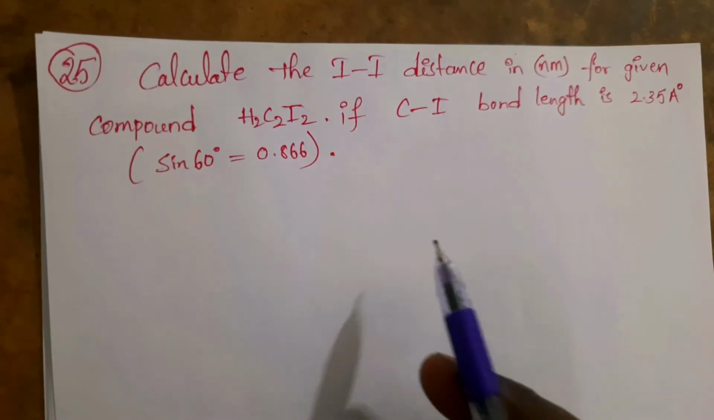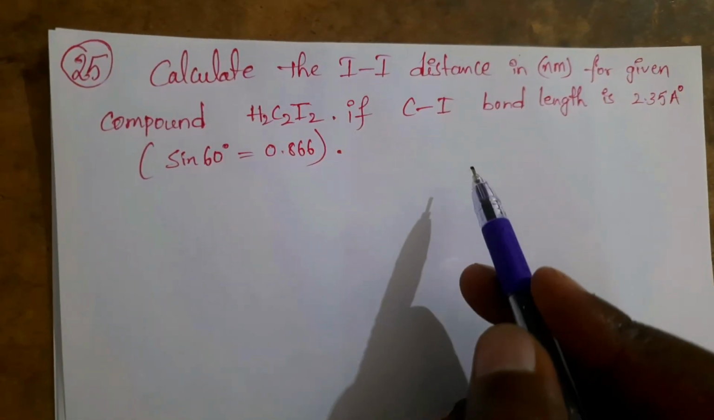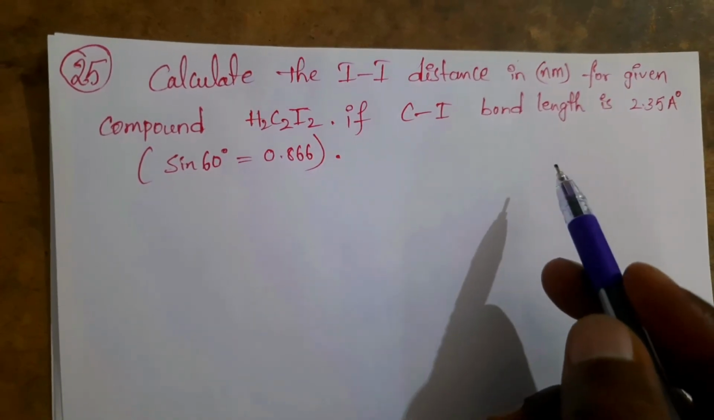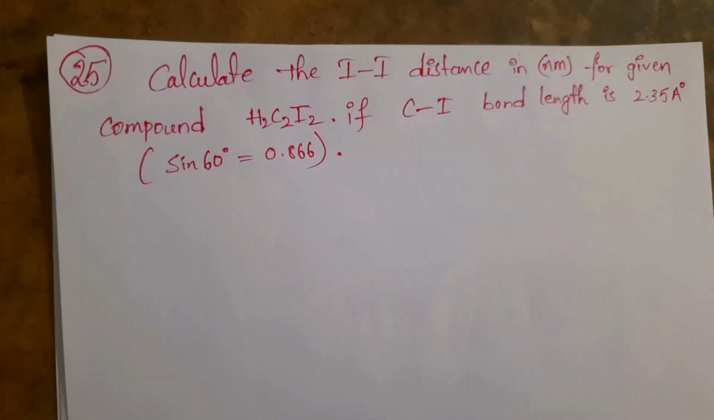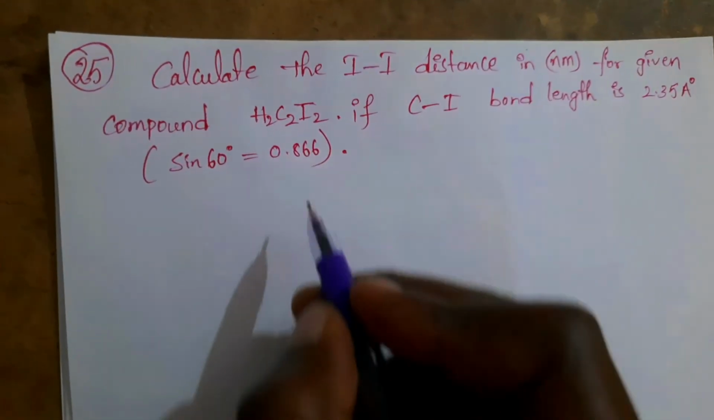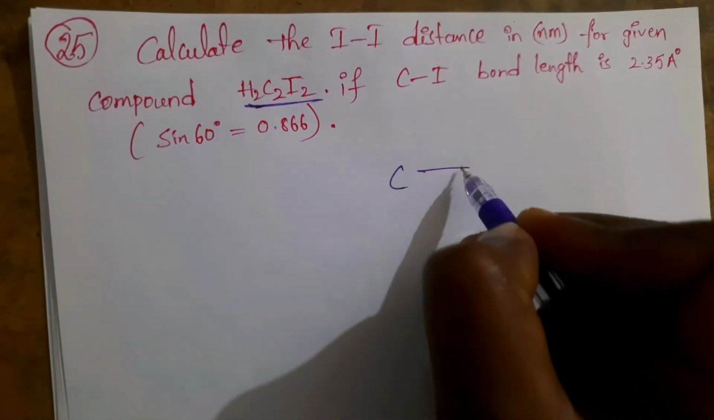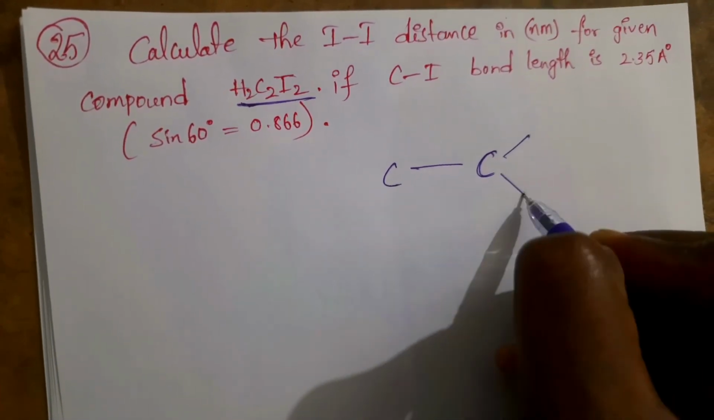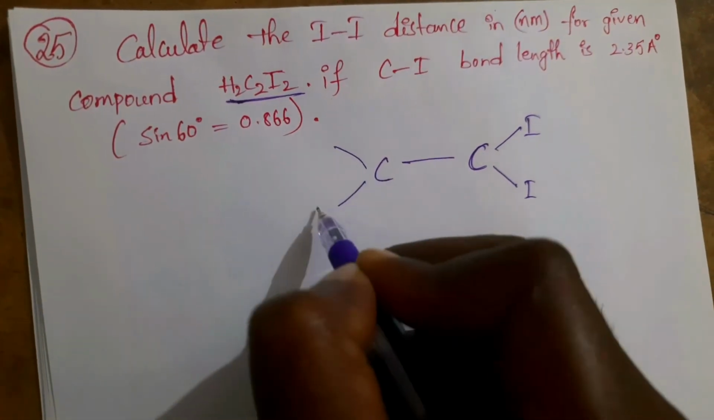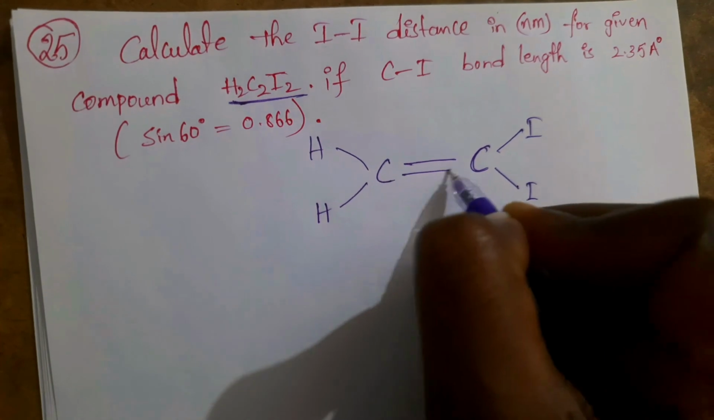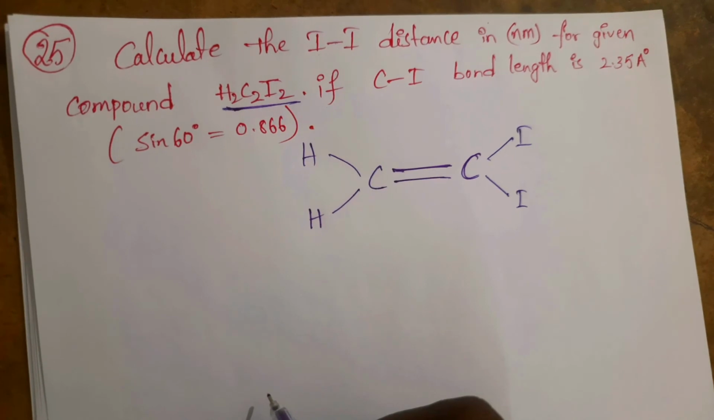Next question is question number 25. Calculate the I to I distance in nanometers for the given compound H2C2I2, if the C-I bond length is 2.35 angstroms; sin 60 is equal to 0.866, as given. Calculate the I to I distance for this compound. So first try to write its structure here. How many carbons are there? 3 carbons. On one carbon you take 2 iodines, on carbon 2 hydrogens. Now tetravalency of carbon is satisfied by taking the double bond here. That is the actual structure of the molecule.